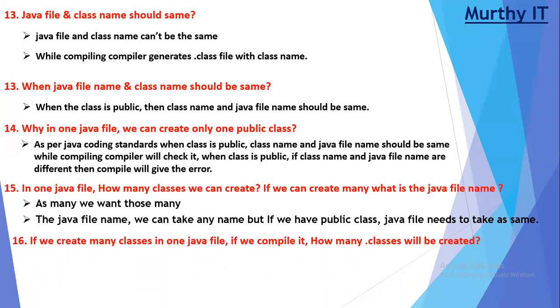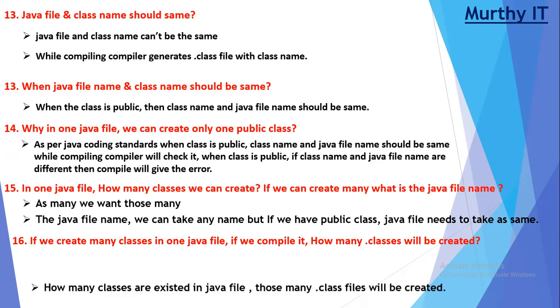If you create many classes in one Java file and compile, how many dot class files will be created? In one dot java file we have taken many classes, so as many classes as there are, that many dot class files will be created.